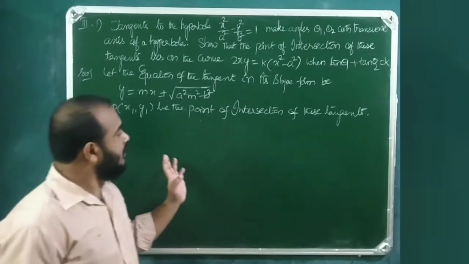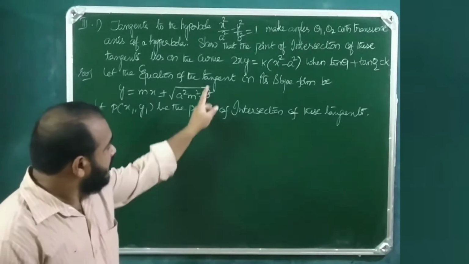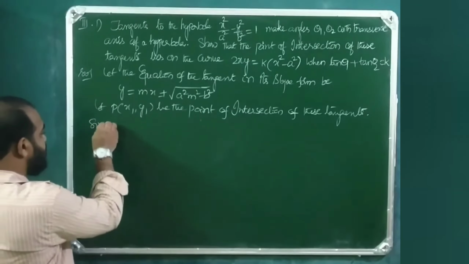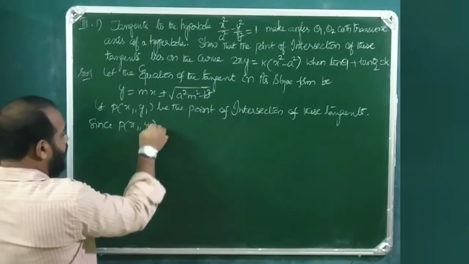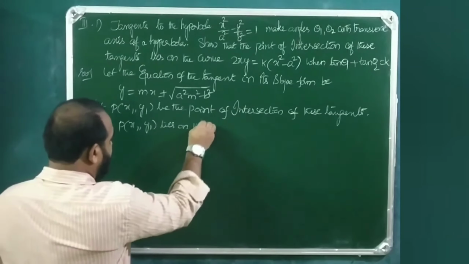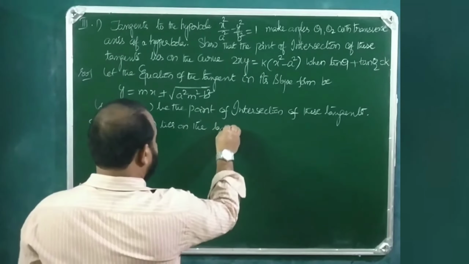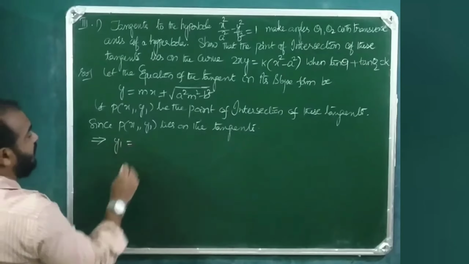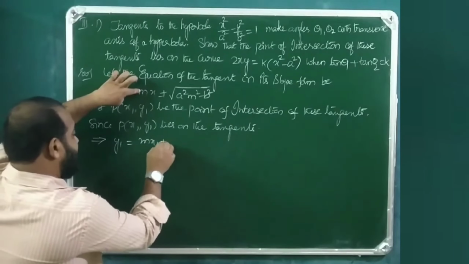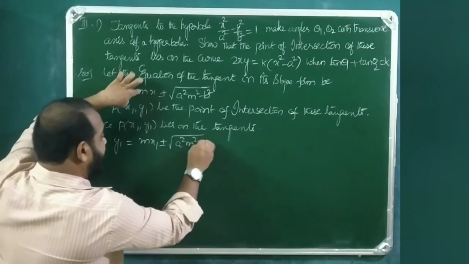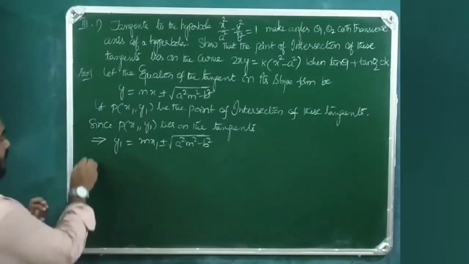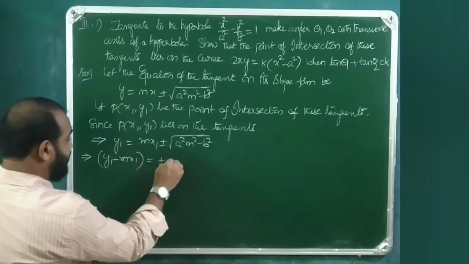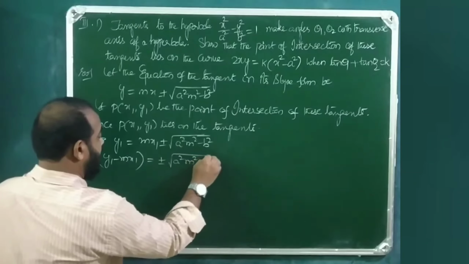P(x1, y1) is the point of intersection. That means the tangents are passing through P(x1, y1). Since P(x1, y1) lies on the tangent, y1 = mx1 ± √(a²m² − b²). So, y1 − mx1 = ±√(a²m² − b²).